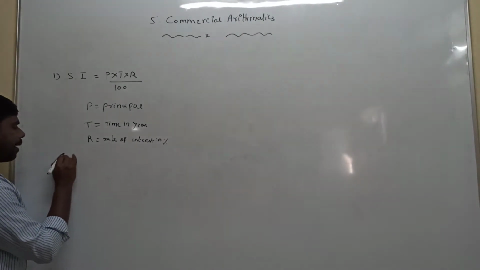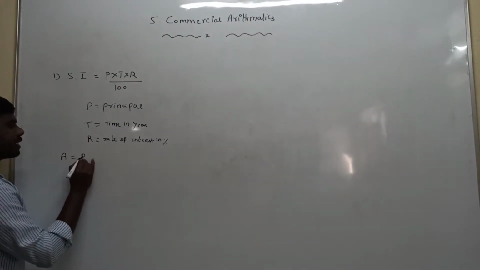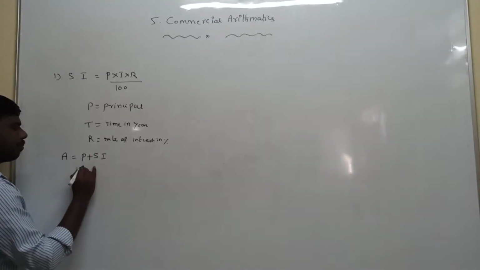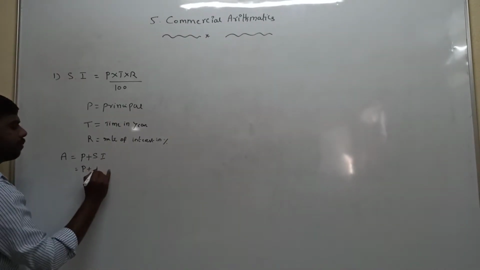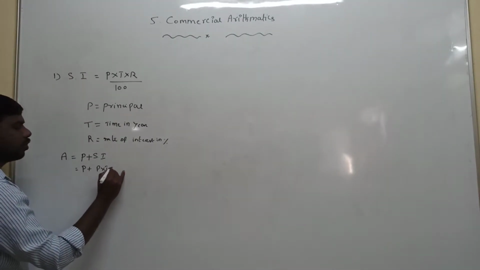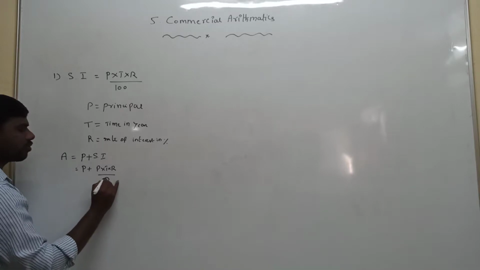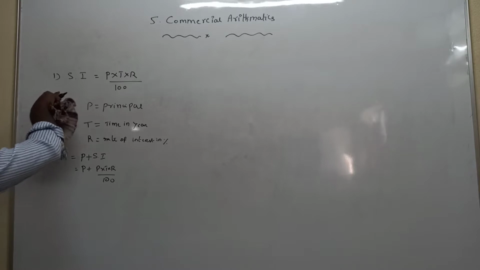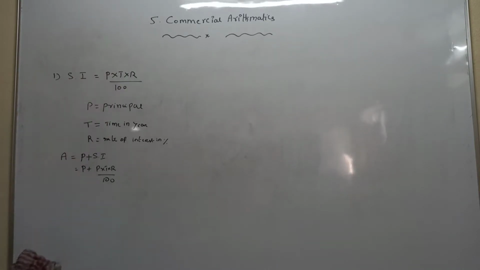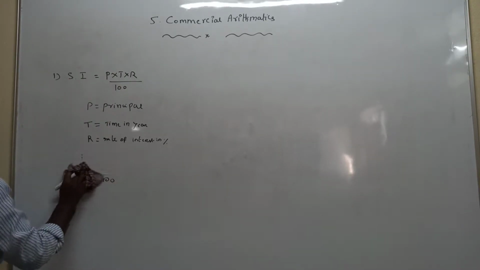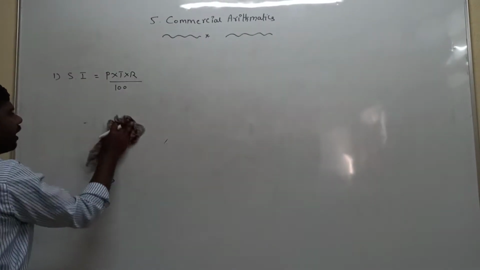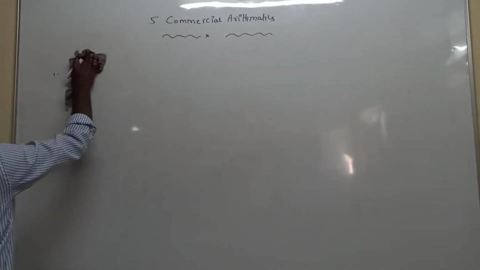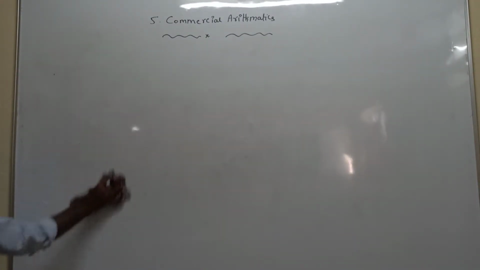Next, the amount formula is principal amount plus simple interest. P is principal, and simple interest formula is PTR by 100. Only based on these two formulas we are solving the problems. P is principal, T is time, R is rate of interest. Now we are going to the problems. Very important, very easy, only based on formulas.